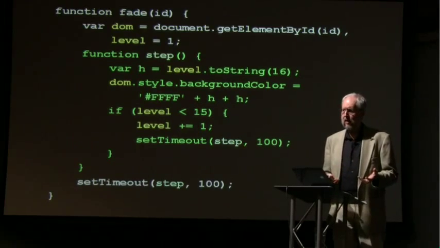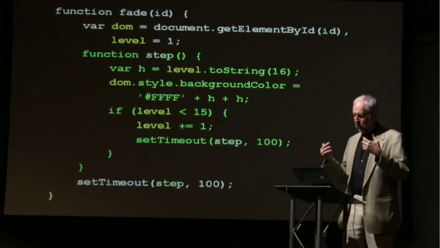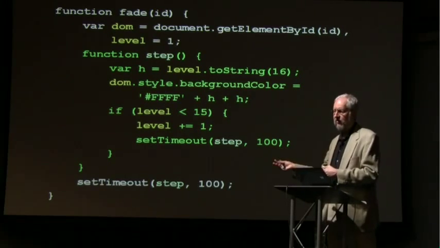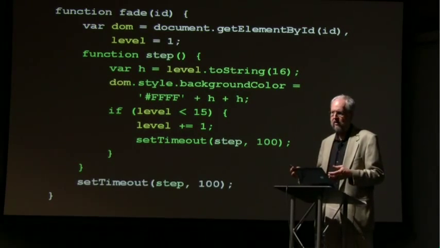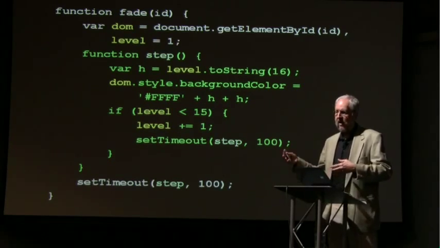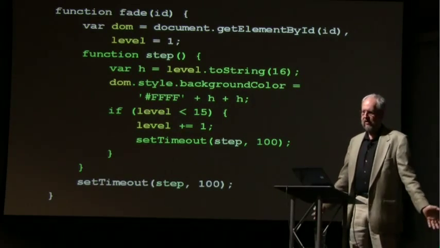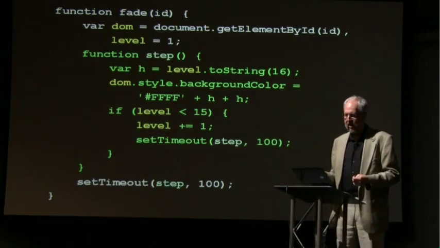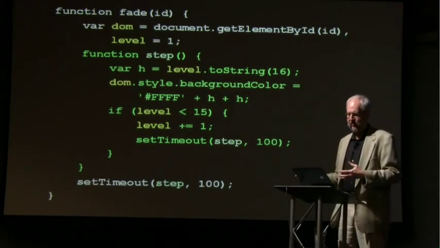Then I'll define a step function, and then I will call set timeout, passing that step function with a time, so it'll fire in a tenth of a second, and then it returns, done. That's the end of fade. Then suddenly, a tenth of a second later approximately, the step function executes.